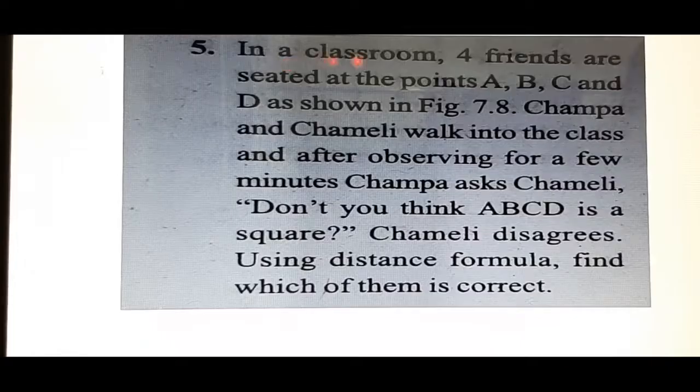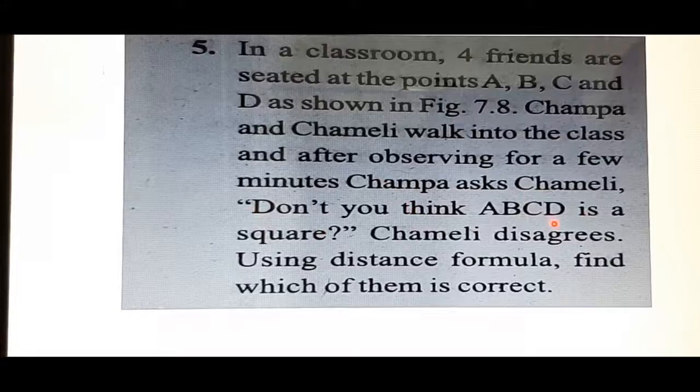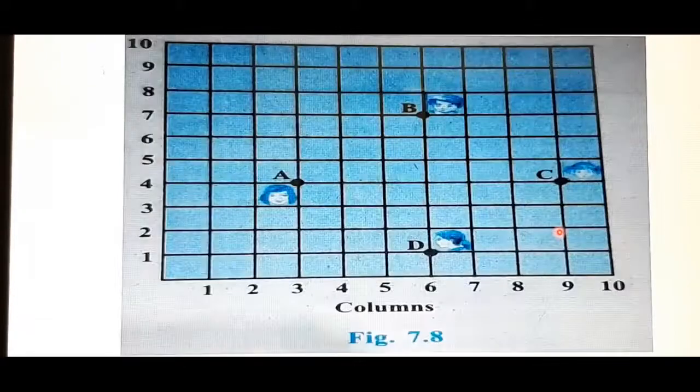In question number 5, it's given that in a classroom 4 friends are seated at the points A, B, C and D. They have given one figure also. Champa and Chameli walk into the room and after observing for a few minutes, Champa asked Chameli, "Don't you think that ABCD is a square?" So Chameli disagrees. Using the distance formula, we have to find which of them is correct. So now let's observe this given figure.